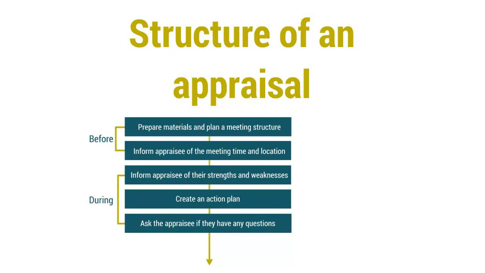But once you've gone through that, you would then create an action plan with the team member, and you'll go through exactly how they're going to improve in the next 6 months. And it's important here that you include how you're going to support them in achieving those targets. And then the final part, giving the appraisee or the team member the opportunity to ask any questions or bring up anything that they want to talk about specifically before the appraisal ends.